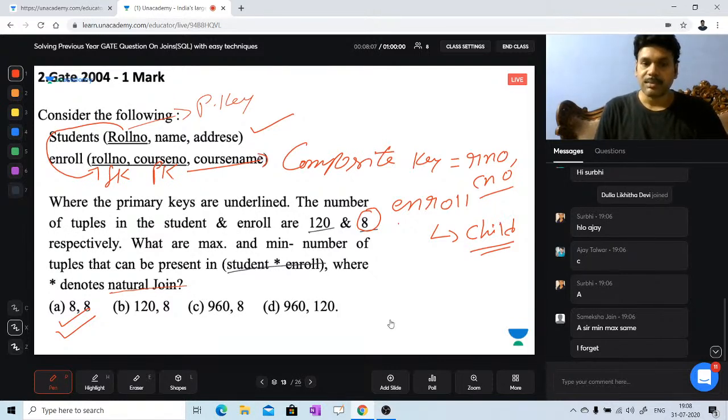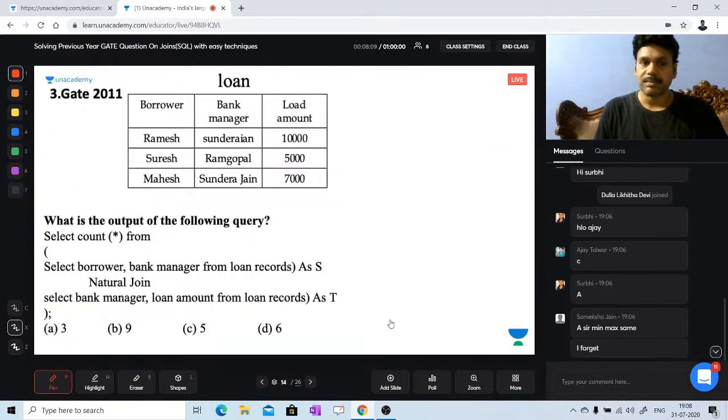So come to the next question. This is an IIT Madras question based on natural join. First analyze the question, then I will give the timer.